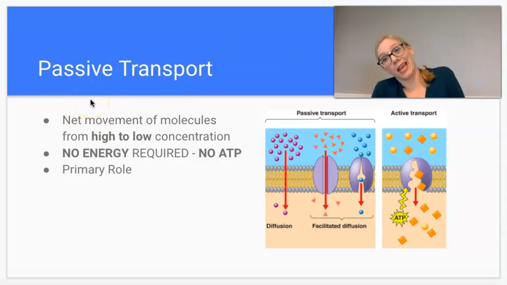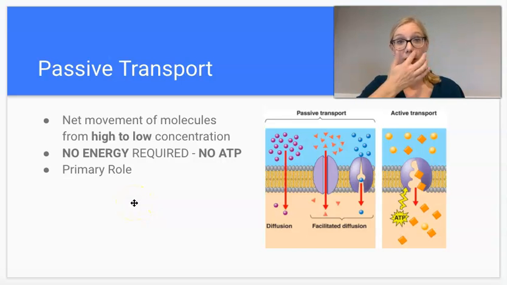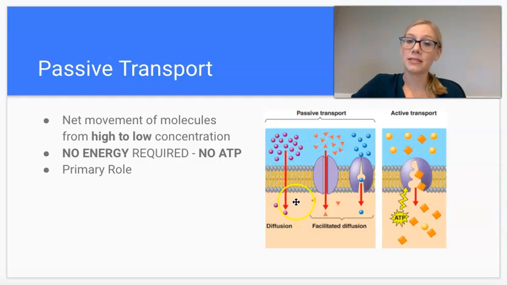Passive just means to kind of hang out and do nothing, and that's kind of what passive transport is doing, right? Don't need to add any energy, but it really plays a primary role in molecules moving back and forth across the cell membrane. What are some types of passive transport?